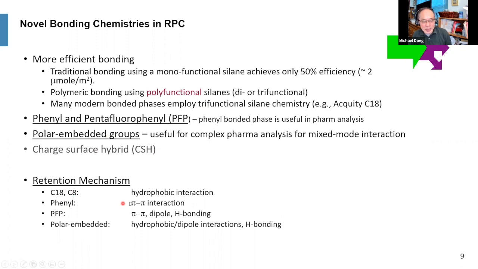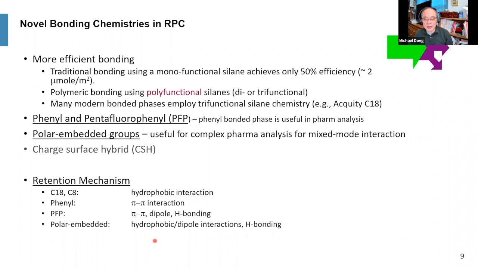So C18 and C8, mostly hydrophobic interaction. Phenyl, pi-pi interaction. PFP, you have pi-pi, dipole-dipole moment, also hydrogen bonding, because you have a very electronegative fluorine atom, right, which is a prime example for hydrogen bonding. Polar embedded actually is a mixed mode. You have hydrophobic interaction, dipole interaction, and also hydrogen bonding.